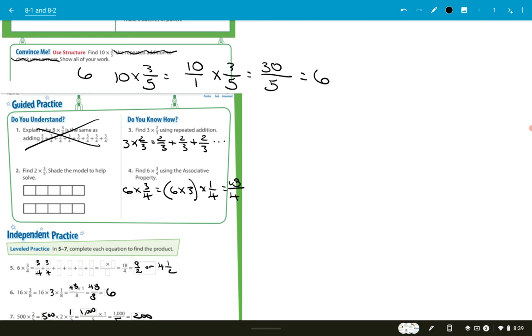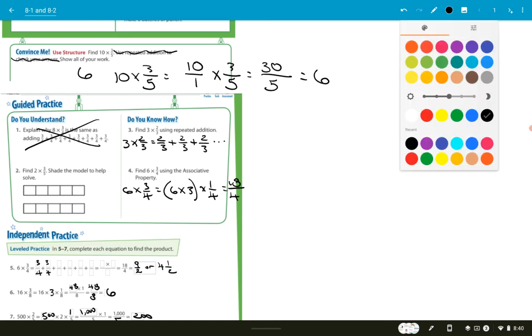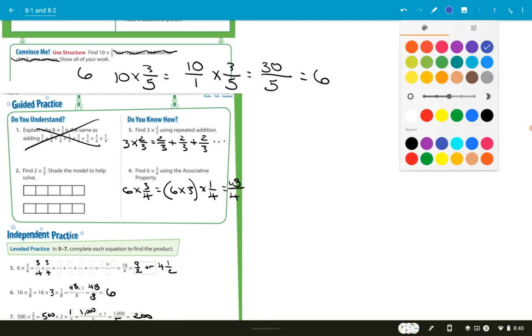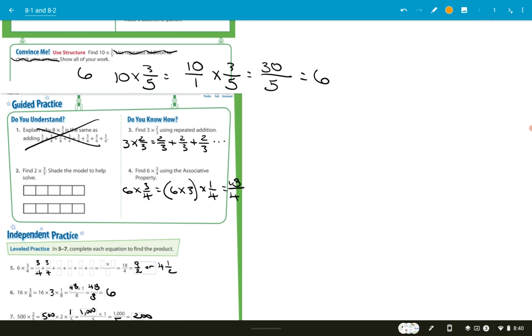Number 13, let's look at that one. 900 times 2/3 equals. So how do I rewrite this? 900 over 1. Okay, what's 900 times 2? Yeah, 1,800. What's 1 times 3? It's too hard. I saw the smoke coming out of my ears here for a moment.